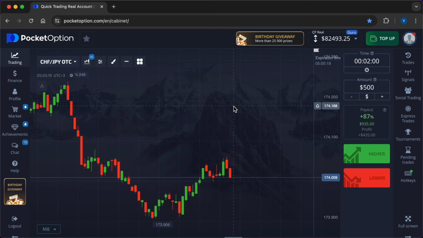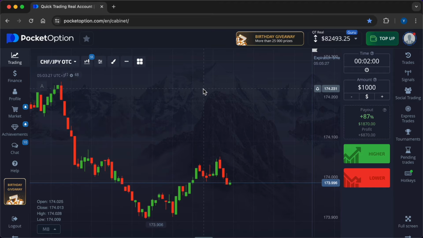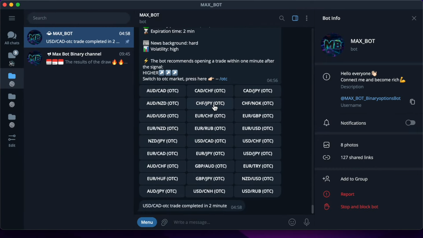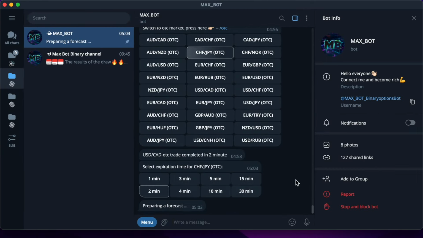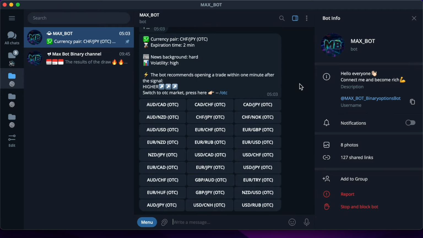And now I will work with the currency pair Swiss franc, Japanese yen OTC. I double the amount of investment. $1,000. Press the keys in the menu carefully so that there is no misclick. A new signal from neural networks, on higher.